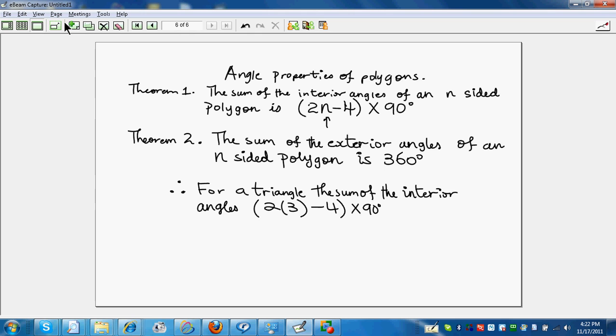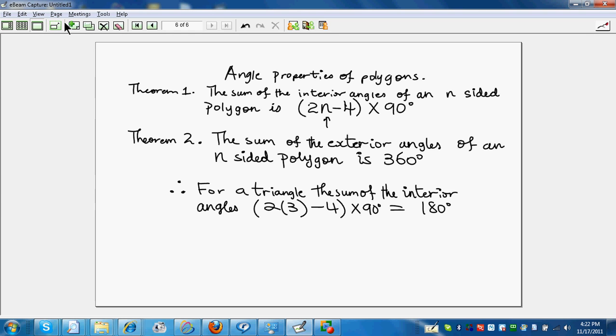So for a triangle, the sum of the interior angles will be equal to 2 by 3 is 6. 6 minus 4 is 2. 2 by 90 is 180 degrees. And we know, even before we did this calculation, that the sum of the interior angles of a triangle is 180 degrees. Okay? This is an equation that enables you to work out the sum of the interior angles of any n-sided polygon.